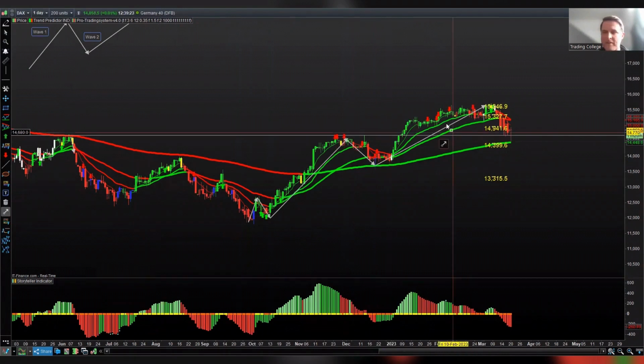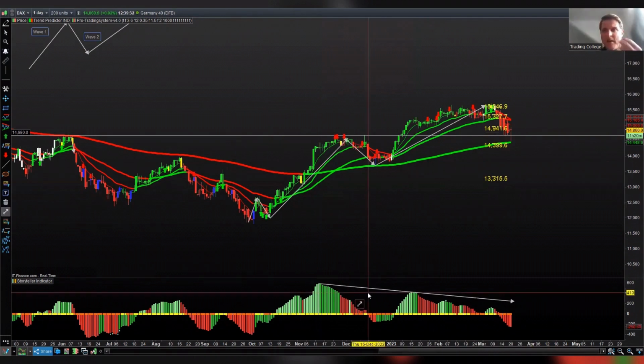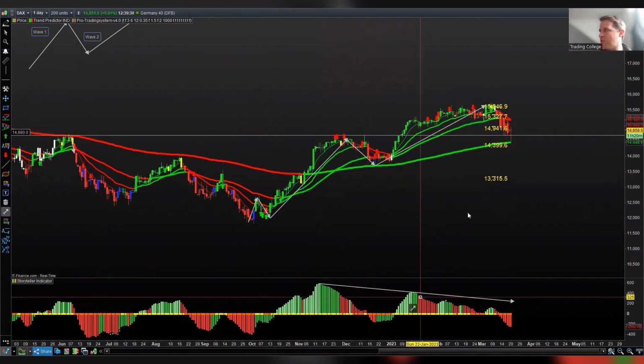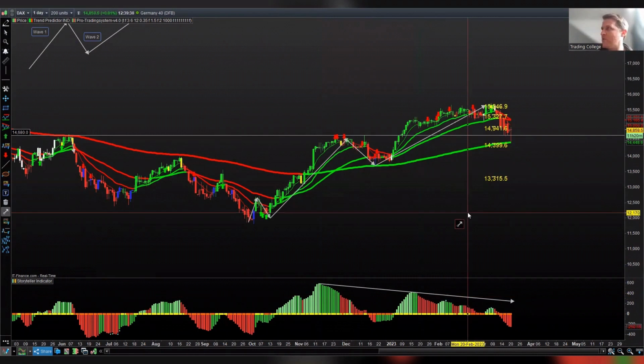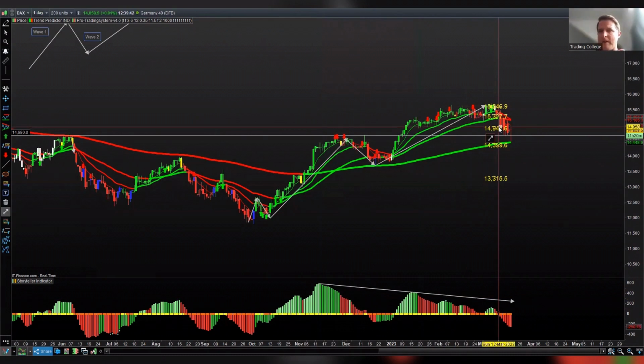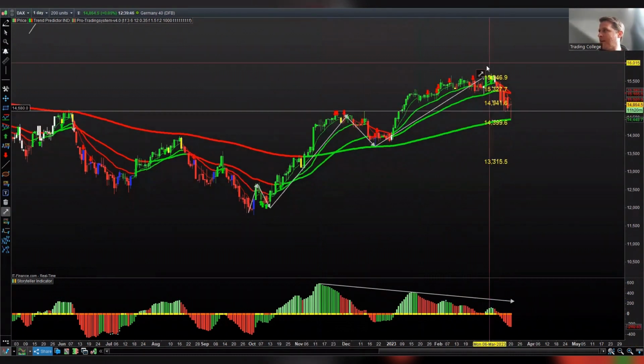Now, the characteristic of wave 5s is they come with a loss of momentum, or we refer to it as divergence. And our Storyteller really shows this. So a lot of our traders in our chat rooms and my mentorship students, we've been talking about a sell-off long before any of the news about Credit Suisse, and long before any of this market turmoil, about us hitting a bit of a high and rolling over.